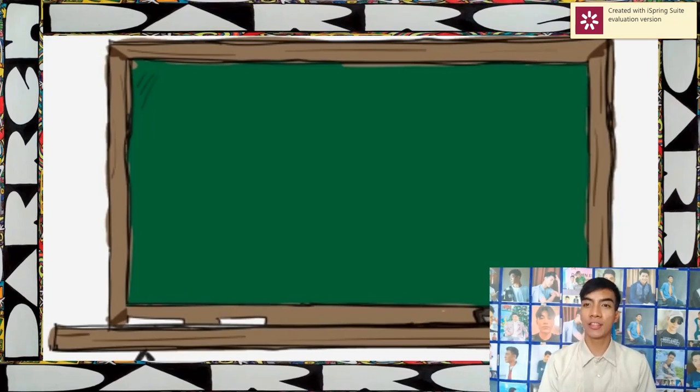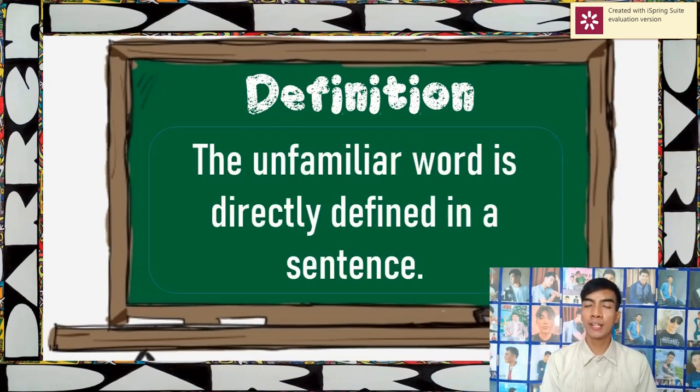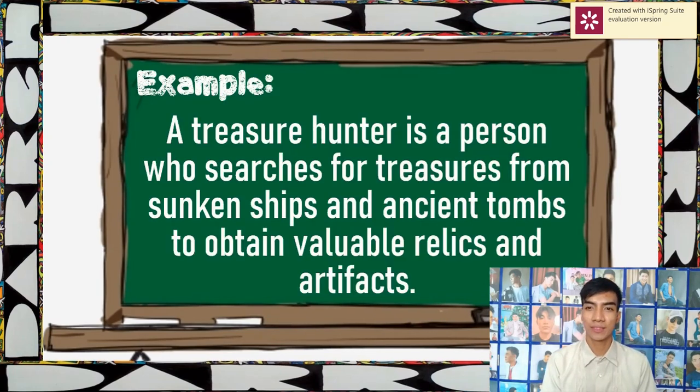In your modules, there are nine. So let's have the first one. We have the definition. In here, the unfamiliar word is directly defined in a sentence. The definition of the unfamiliar term is presented or written already inside the sentence. So you don't need to hassle yourself in finding its meaning. Let's have an example. A treasure hunter is a person who searches for treasures from sunken ships and ancient tombs to obtain valuable relics or artifacts.